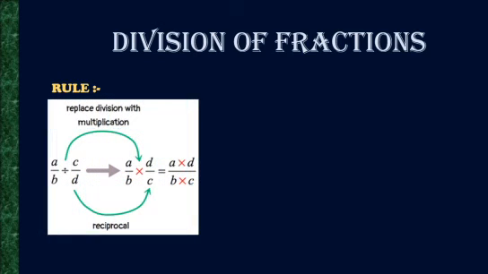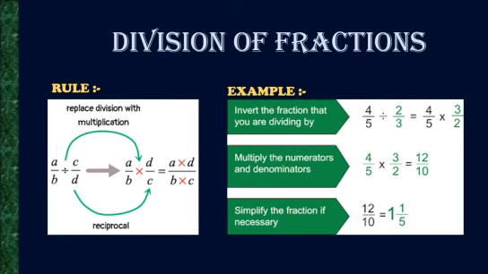Division of fractions. The rule is replace division with multiplication and take the reciprocal of the second fraction. Example, here we have to divide 4 by 5 by 2 by 3. So first replace the division sign by a multiplication sign. In the second step, take the reciprocal of the fraction that you are dividing by. In the third step, multiply the numerator with numerator and denominator with denominator. And in the fourth step, after simplification, we get the answer.